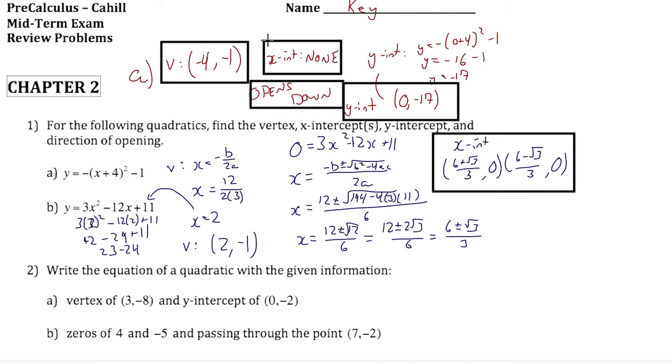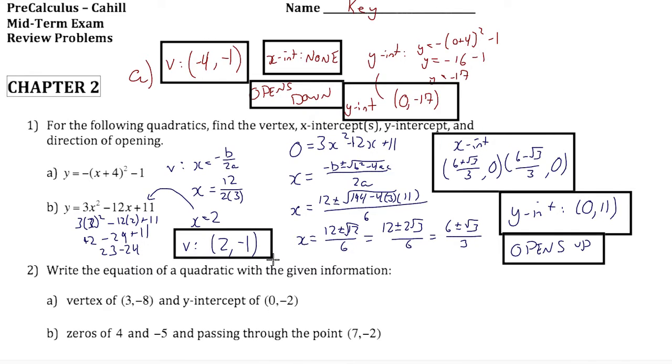So that's the x-intercept. The y-intercept is where x is going to be 0, but for standard form, it's also just this number off to the side, the constant, if you will. So the y-intercept is 0, comma 11. There we go, 0, comma 11. And the direction of the opening, because we have a positive coefficient, it is going to open up. And those are my answers. The vertex in a box too. So do know how to work both quadratic in vertex form and standard form.